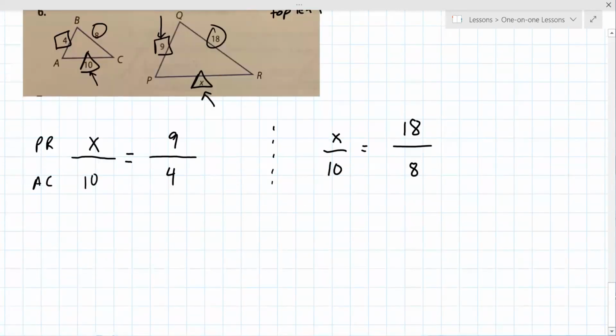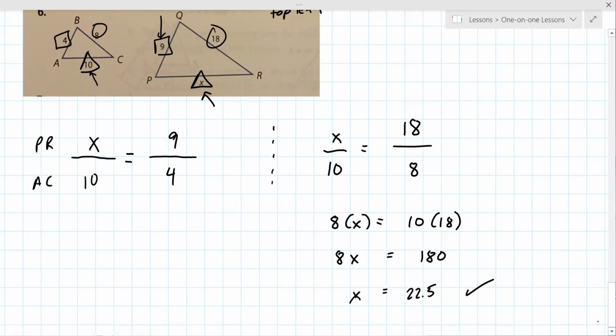So I'd like you to solve the one on the left. I'm going to solve the one on the right, and you're going to see that we're going to get the same thing when we're all done. I got 22.5. Me too.